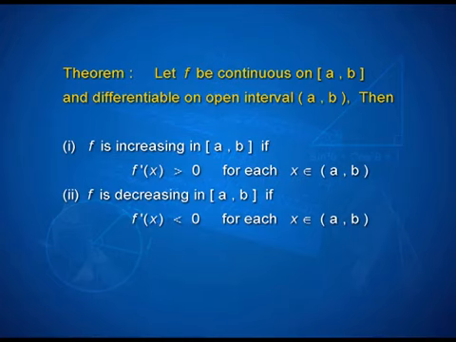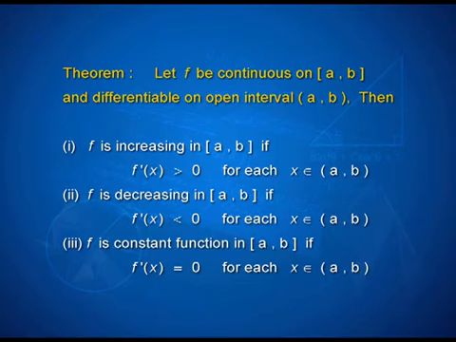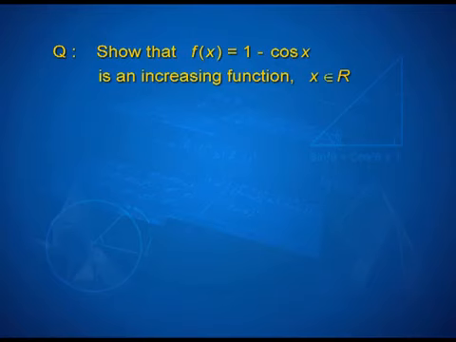And f becomes a constant function if derivative takes the value 0 for each x belonging to open interval a b. So, no change happens, and therefore, it is going to be a constant function. Let us see if we can apply this theorem to figure out whether a given function is increasing in the mentioned interval. The problem says show that f of x is equal to 1 minus cos x is an increasing function for all x belonging to the real numbers.